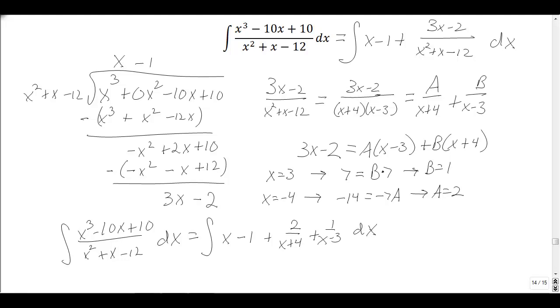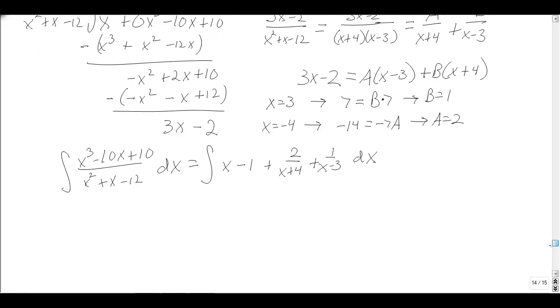So we get that. And now we can sort of do 4 separate integrals here. So again, just algebra, now do our calculus. Antiderivative of x is x squared over 2. Antiderivative of 1 is minus x. This is going to give me 2 over x plus 4 is going to give me a 2 natural log absolute value x plus 4.